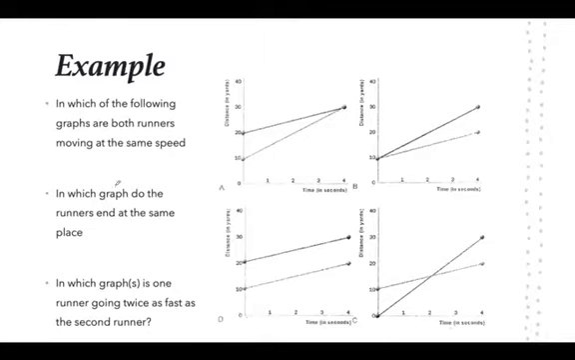In which of the following graphs are both runners moving at the same speed? Speed is the magnitude of velocity. And velocity is the slope of a distance versus time graph. Okay, or even simpler, these are distance versus time graphs. So the slope of this graph gives me speed right away. Okay, so I'm looking for a graph in which both runners have the same slope. And the only one that I can find is graph D, right?